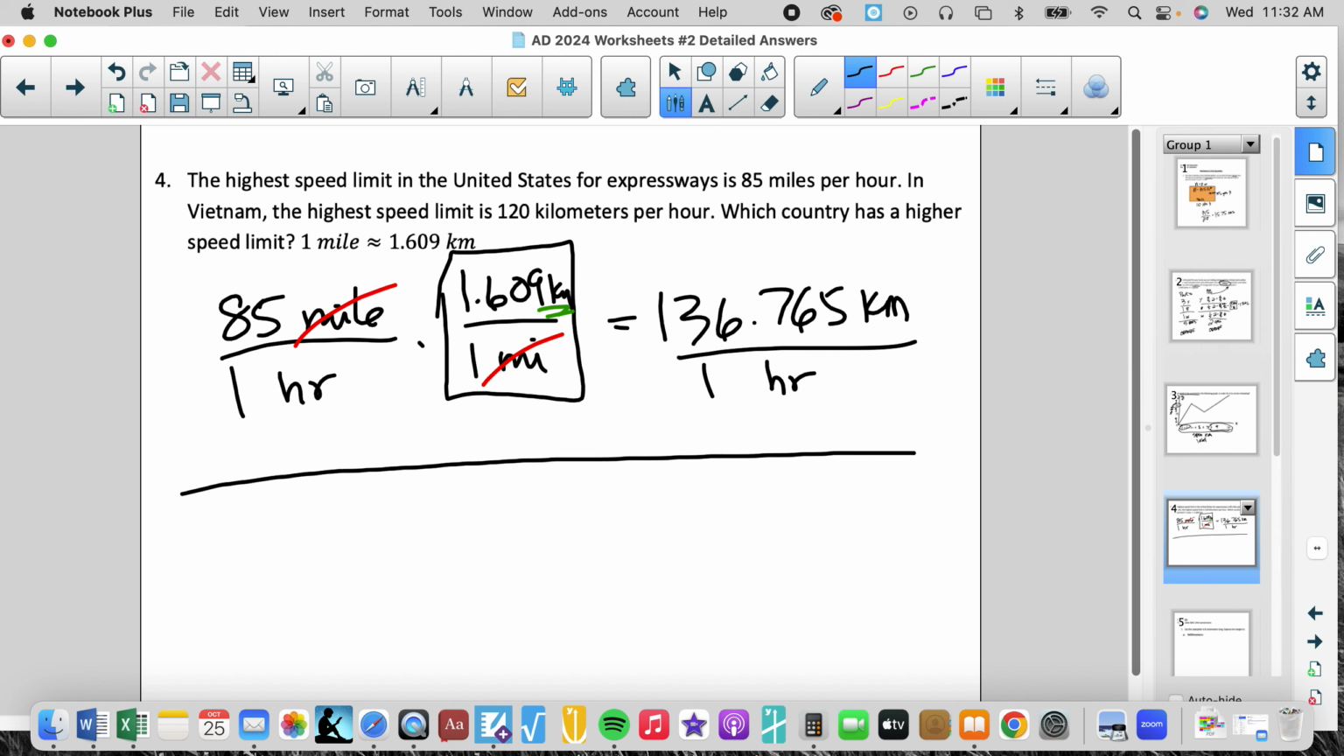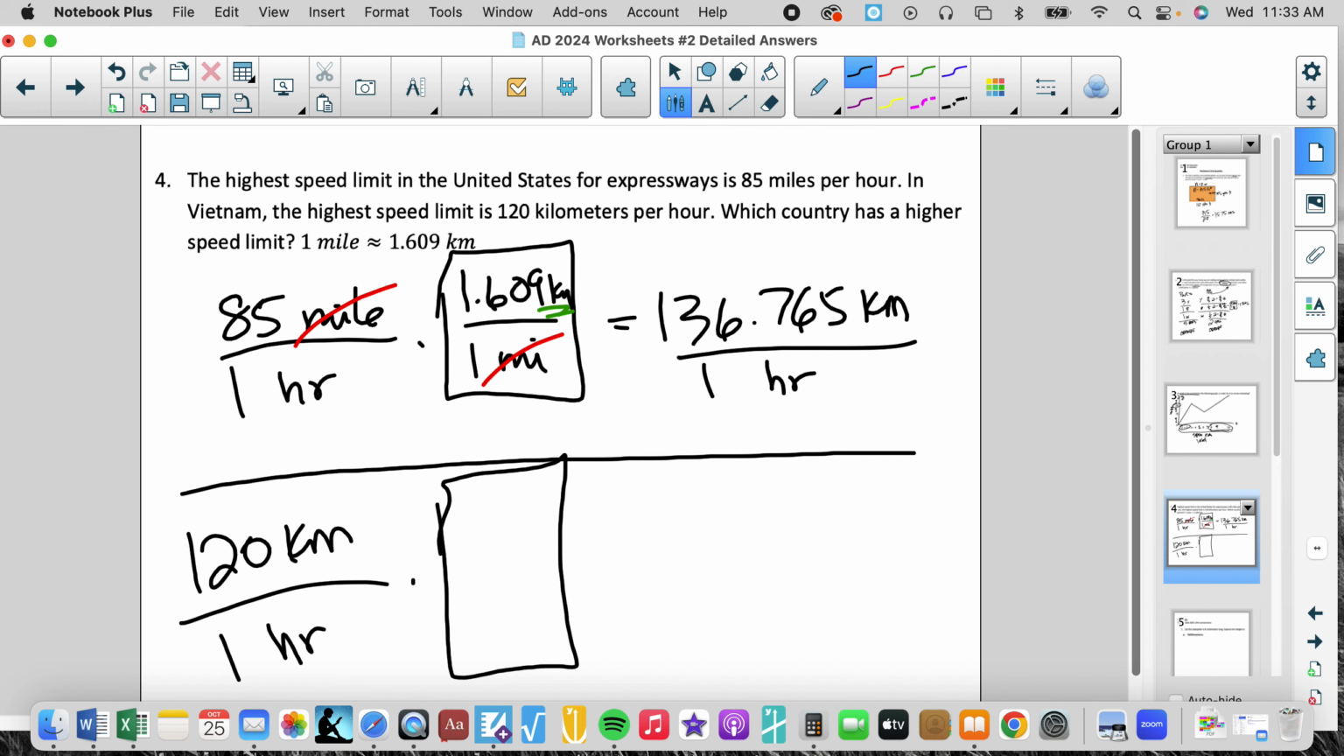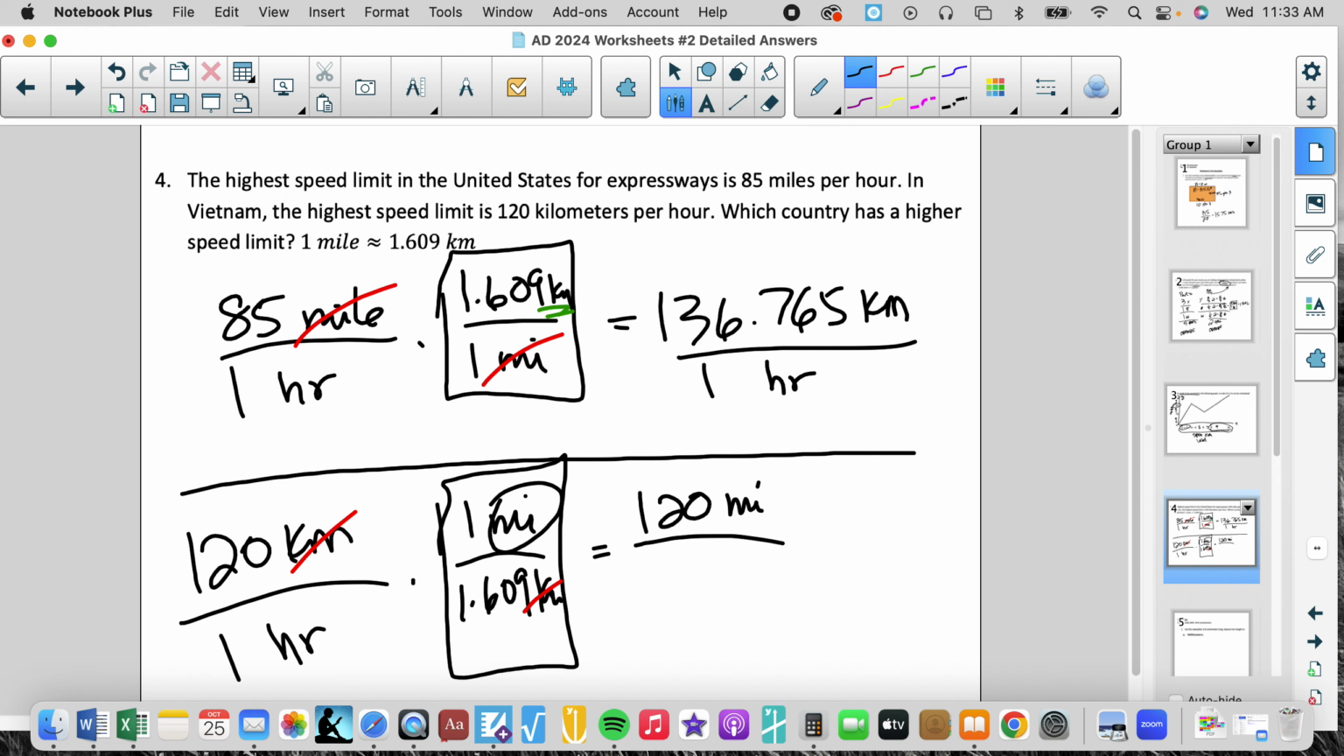The other thing I can do is take the 120 kilometers per 1 hour, and I can convert it. This is a value of 1. So we know that 1 mile is equivalent to 1.609 kilometers. This time kilometers goes in the denominator because it has to cancel with the kilometers in the numerator. Now notice that when we multiply those, we get 120 miles, because that's what we're left with in the numerator, over 1 times 1.609 hours.